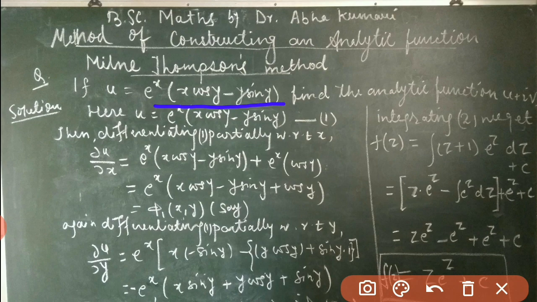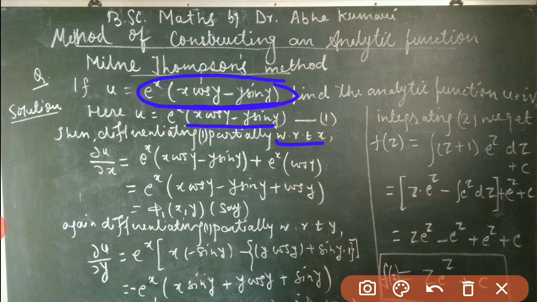Here u equals e to the power x, x cos y minus y sin y. Put this as equation number 1. By the Cauchy-Riemann equations we have ux and vx, which we used in the previous method. But here in the Milne-Thomson method, we are going to find the partial derivative of u with respect to x and again with respect to y. So first we differentiate 1 partially with respect to x. So here we get del u by del x equal to e to the power x.